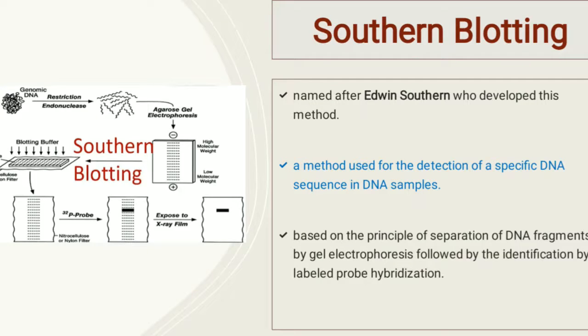Nitrocellulose filter paper is used to transfer the DNA bands from the gel onto the filter paper. Okay, so how do you transfer the DNA bands from the gel onto the filter paper? There is a specific arrangement that is used.